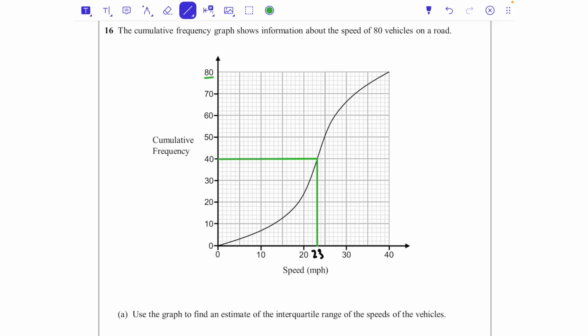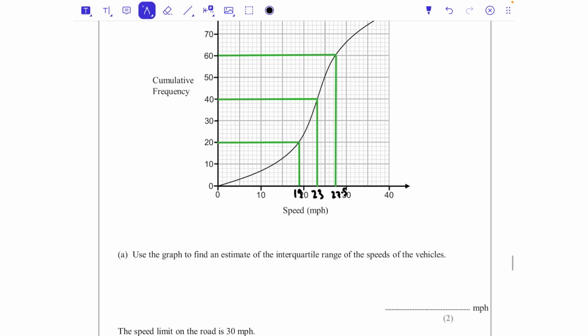The interquartile range is the upper quartile, take away the lower quartile. Now the upper quartile is halfway between the median and the top of the graph, so that's going to be at 60. This is my upper quartile, and that is at 27.5. Now you might get slightly different answers to me, that's okay. And then my lower quartile would be at 20. So again, hitting the graph and going down, and I get 19 for that. So then the interquartile range is the upper quartile, take away the lower quartile, which would be 27.5, take away 19, which I got 8.5 for.